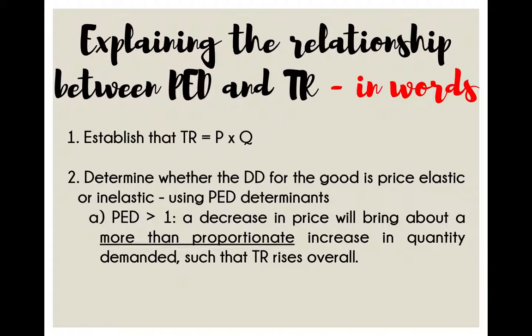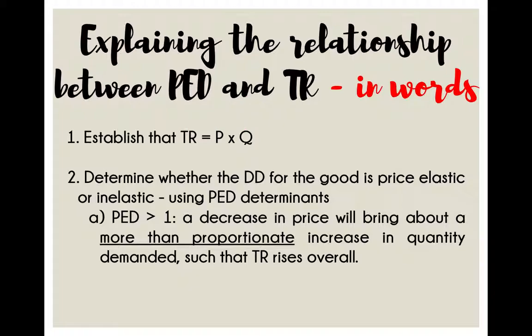The firm should actually decrease its price because that would bring about a more than proportionate increase in quantity demanded, such that TR rises overall. Now, how do we see that happening? You can use what I call the arrow method. If you look at the first step, pay attention there. If you lower prices as given by the pink arrow, because the demand for this good is price elastic, there will be a more than proportionate increase in quantity demanded such that TR increases overall.